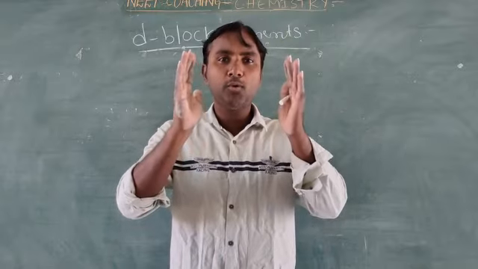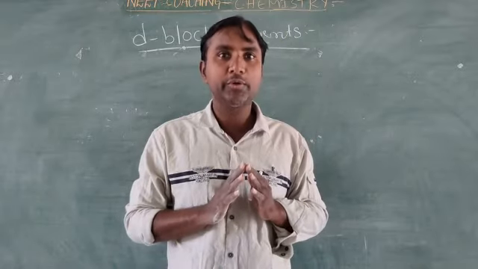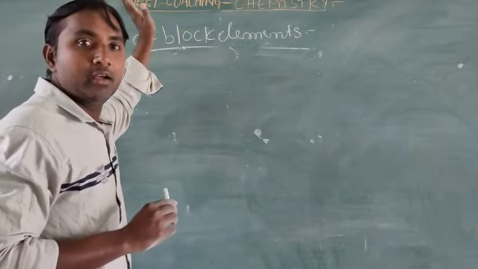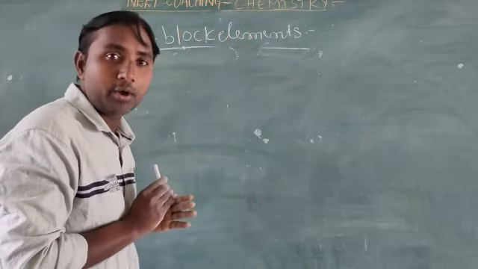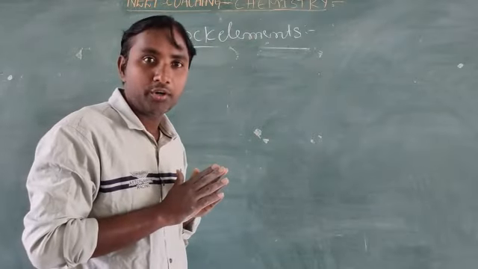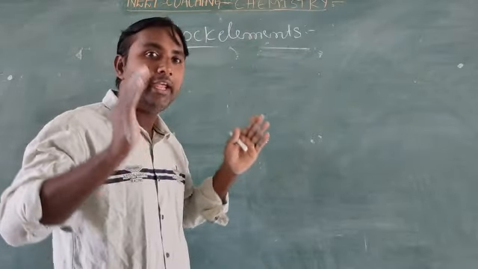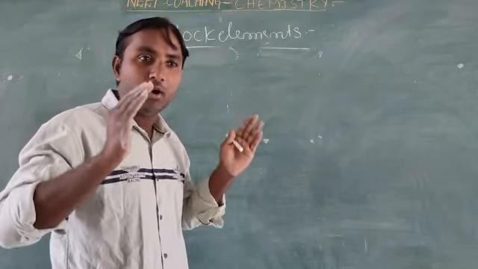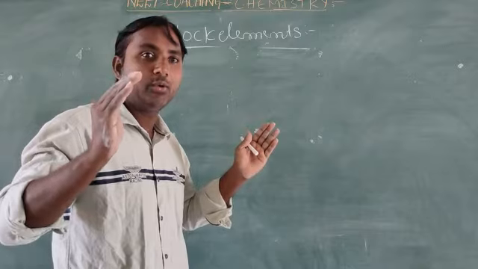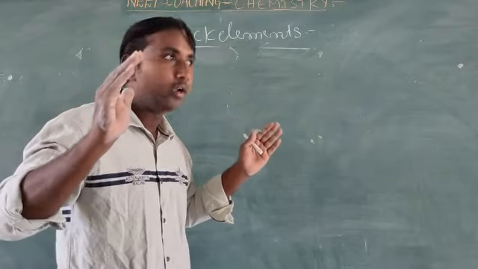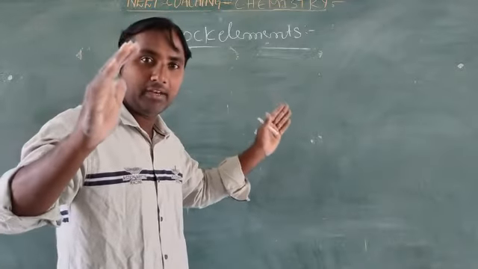Today we have to discuss d block elements. What are the d block elements? The last electron enters into the d subshell. In those elements, the last electron enters into the d subshell. Those elements are called d block elements.